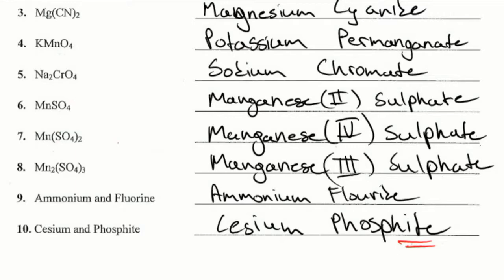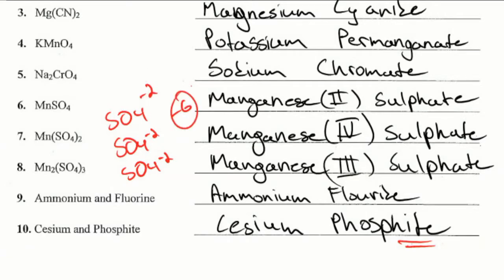Same process here. I have SO4 -2, SO4 -2, SO4 -2. That is a total of -6. I have 2 Mn's, and they have to total +6. So if they're both +3, together that'll give me +6. So manganese, 3. Tricky stuff. You guys have the skills to sort it out.